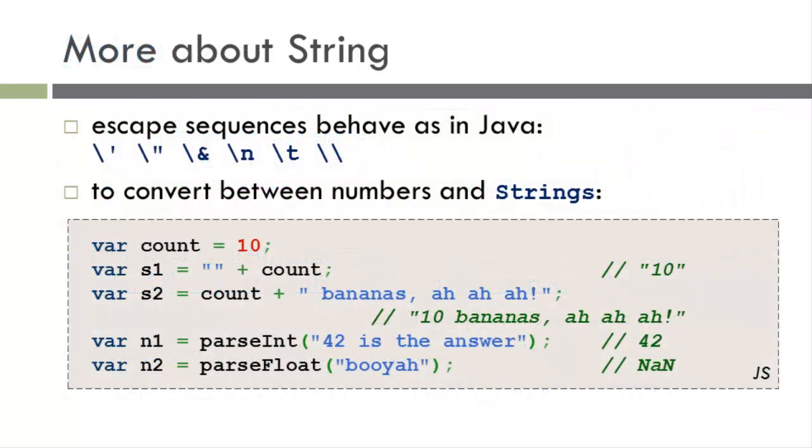If you need to escape a special character, you use the backslash, as you would in many other languages. For instance, the single quote, double quote, ampersand, and so on. As we saw in the last slide, if you concatenate a string and an int, it defaults to a string. If you want to convert a string that has a single int in it, it strips away all of the other text and only returns that integer value to you. If you try to parse a value that doesn't have that type in it, it returns NaN, which stands for not a number.